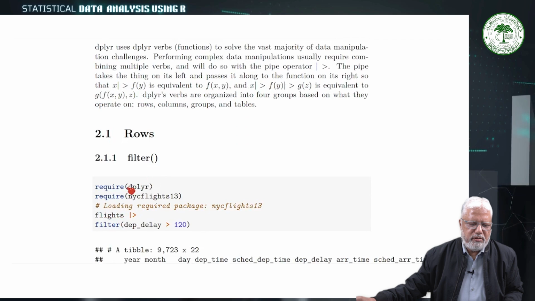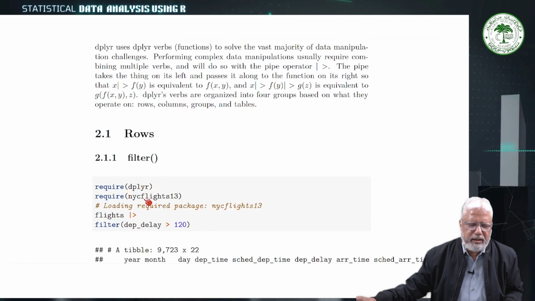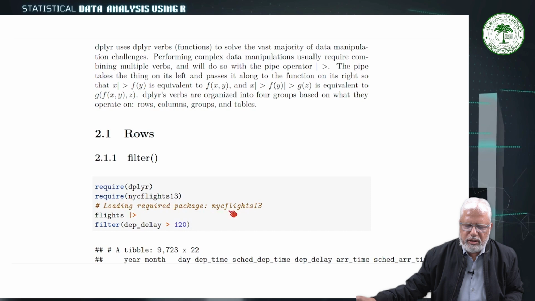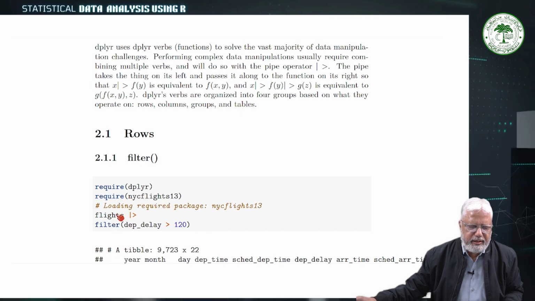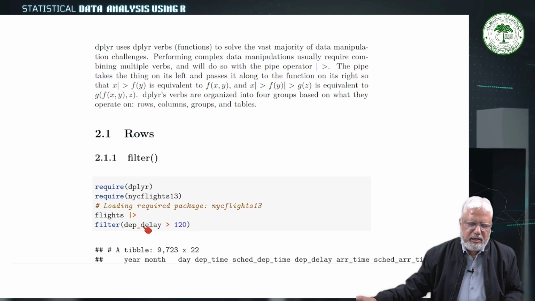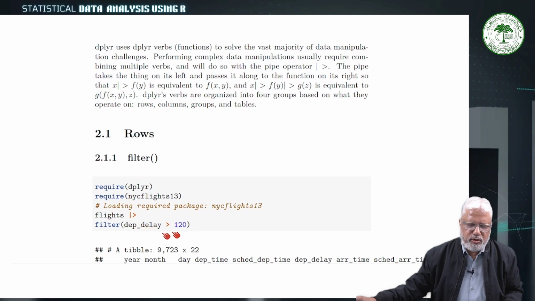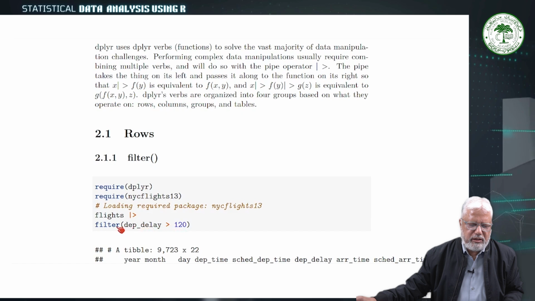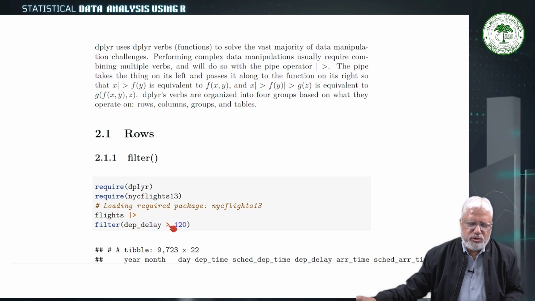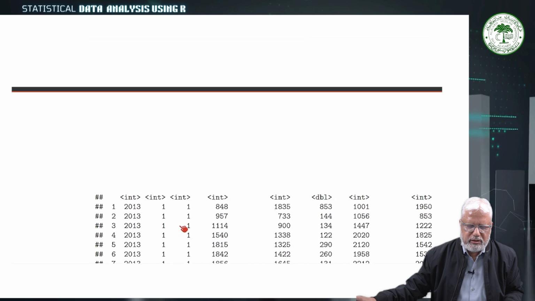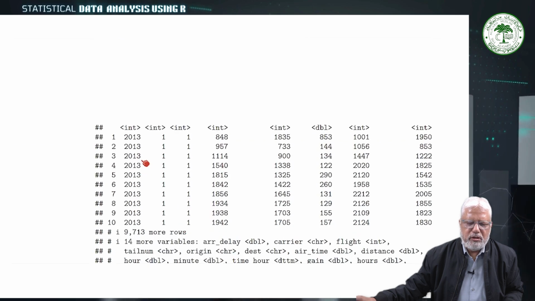So here, we require dplyr and require nycflights13, loading the required packages, then flights, and then we are using the pipe and filter, departure delay greater than 120. It will filter all those rows whose departure delay is greater than 120 minutes.